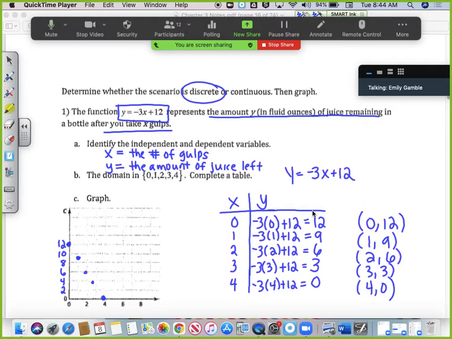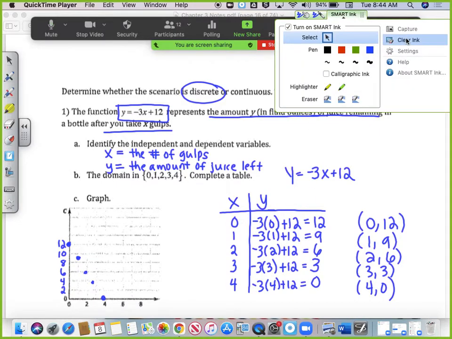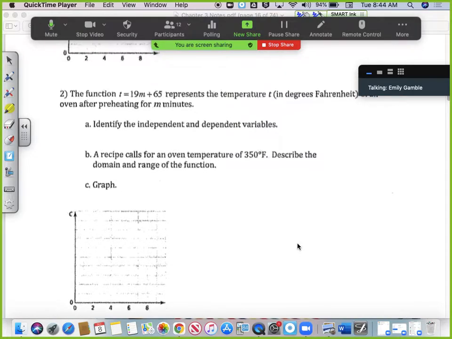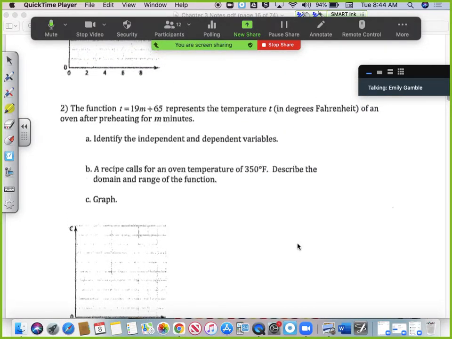Are there any other questions for that one, or is it just on to the next one? Okay, let me erase this, and let's take a look at this next one, which I would like you guys to try on your own. The function T equals 19m plus 65 represents the temperature T in degrees Fahrenheit of an oven after preheating for m minutes. Identify the independent and dependent variables, and then a recipe calls for an oven temperature of 350. Describe the domain and range of the function.